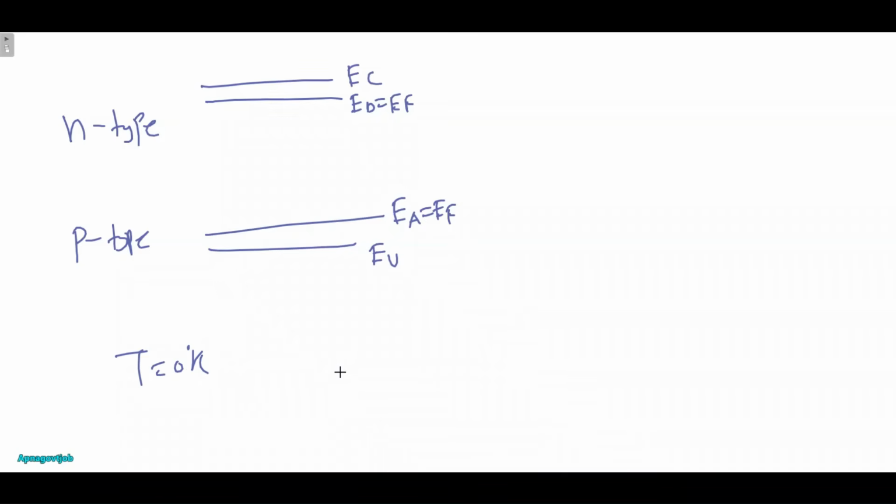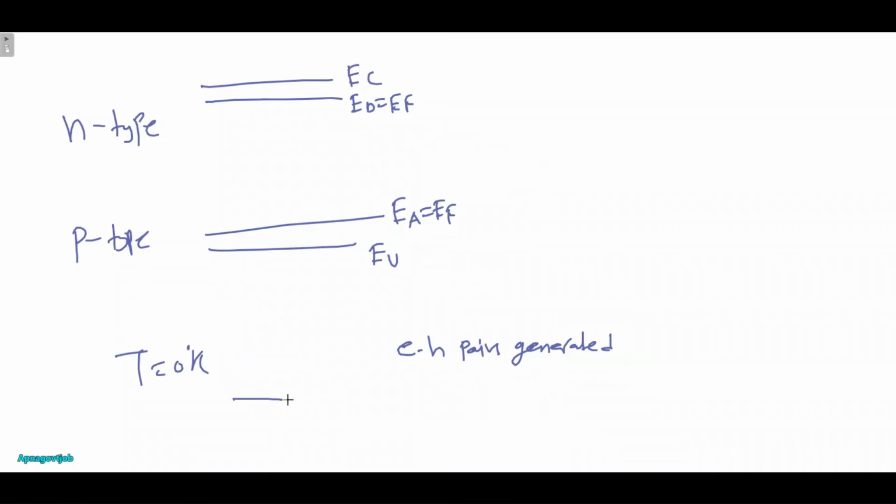Let's increase the temperature now. Whenever I increase the temperature, what will happen? Electron-hole pairs will get generated because bonds break. As electron-hole pairs get generated, all the electrons and holes which are there start to get equal. Means the densities of electrons and holes will get equal.